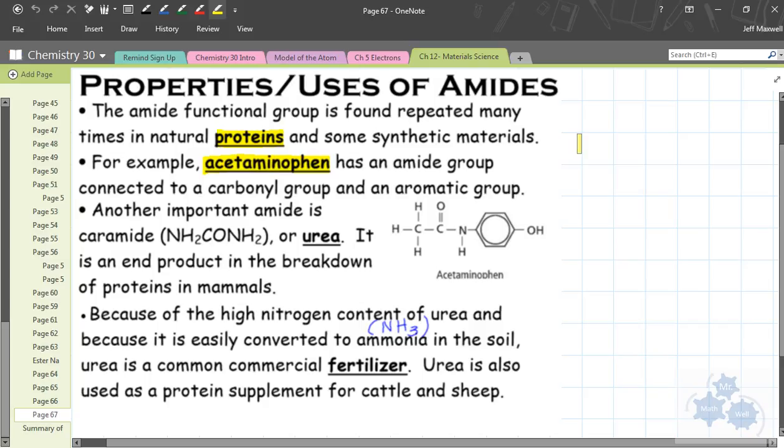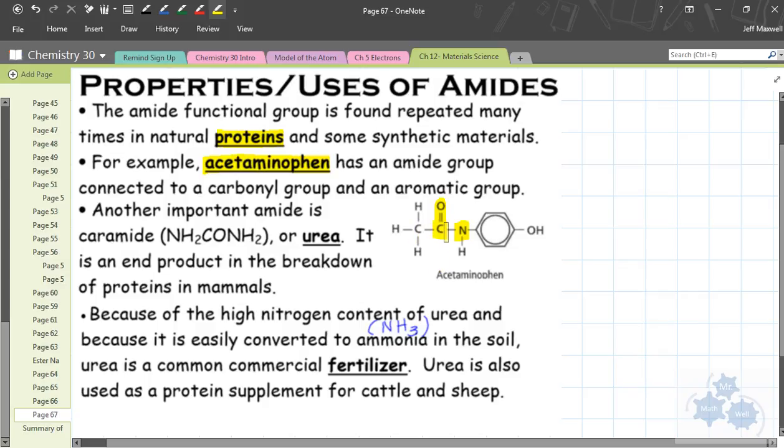Just like ibuprofen, you know what that is? Ibuprofen is Advil. Okay, so for example, acetaminophen has an amide group connected to a carbonyl group and an aromatic group. So what you see here is the N connected to the C, which is doubly bonded to the O. So that means we have an amide.